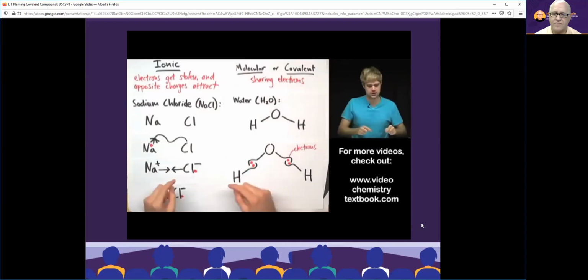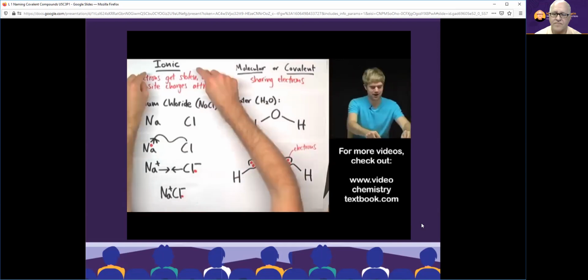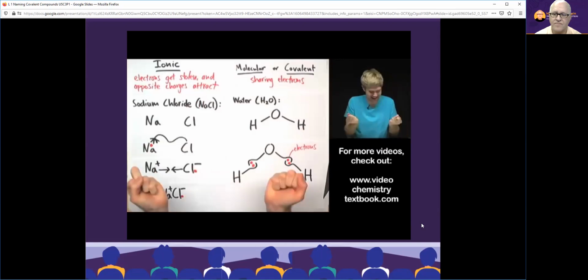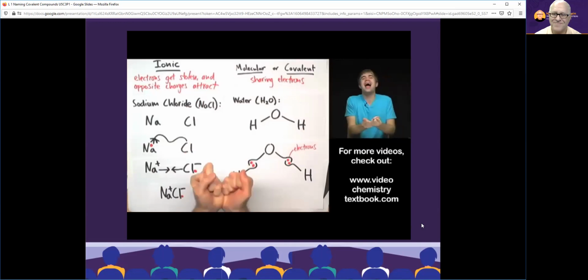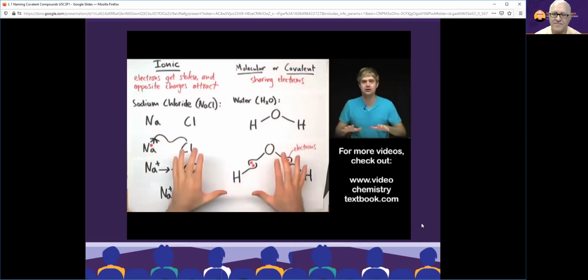So covalent or molecular compounds, the atoms are stuck together because they're sharing electrons with each other. Ionic compounds, the atoms are stuck together because one has stolen the other's electrons. It's given them opposite charges, and then those opposite charges have attracted just like that. So this is one way that ionic and molecular compounds differ.